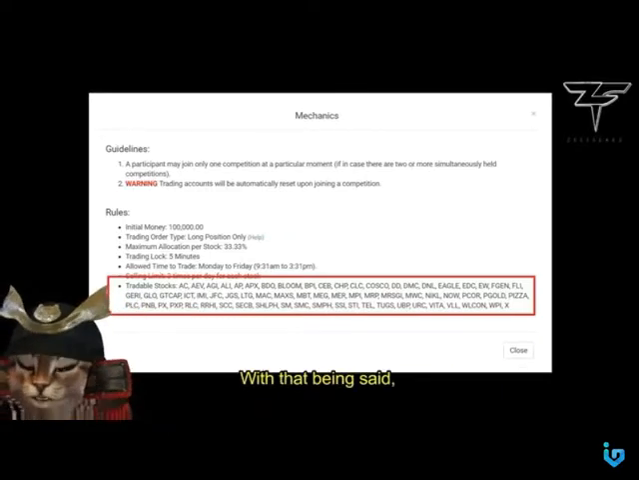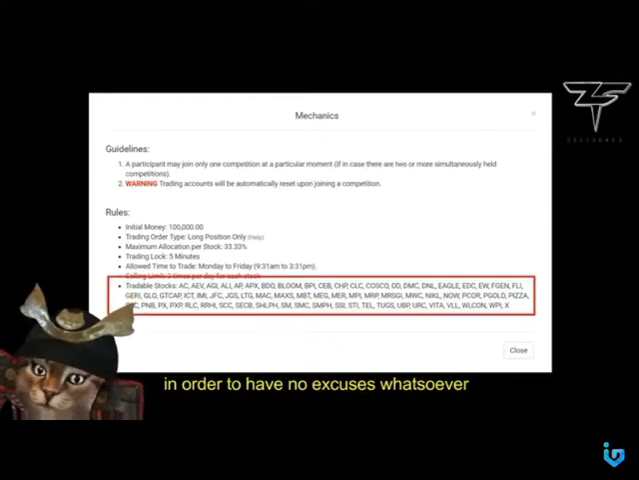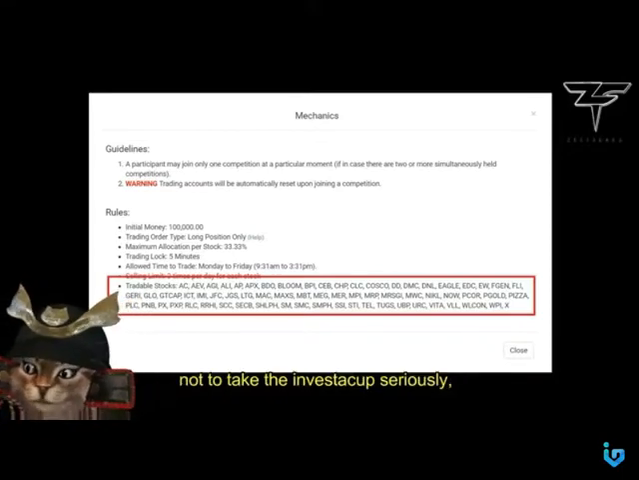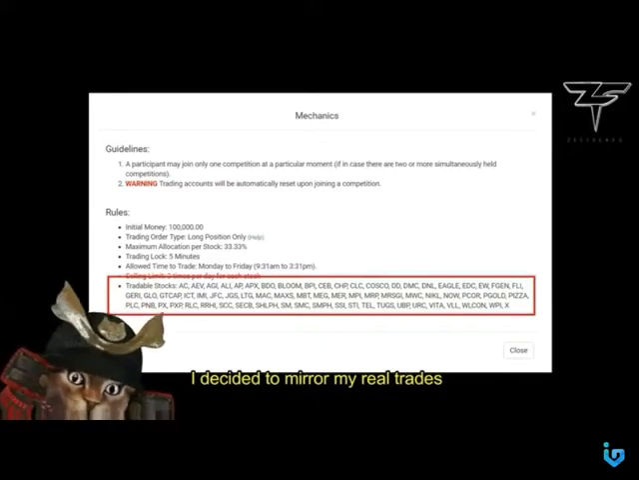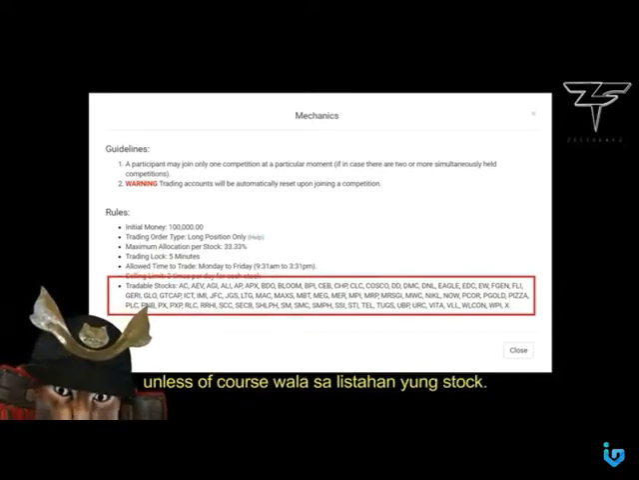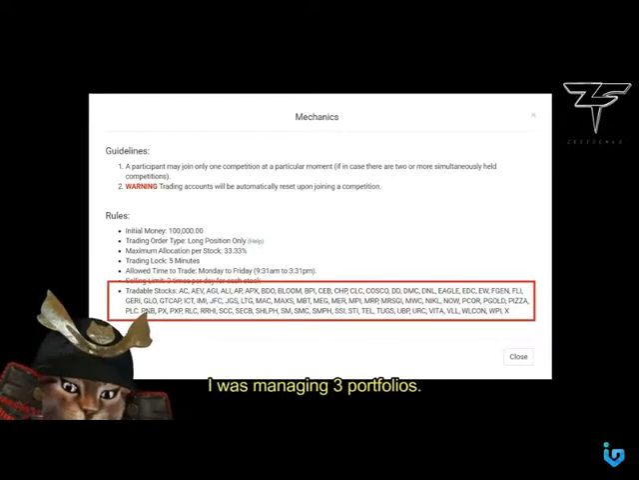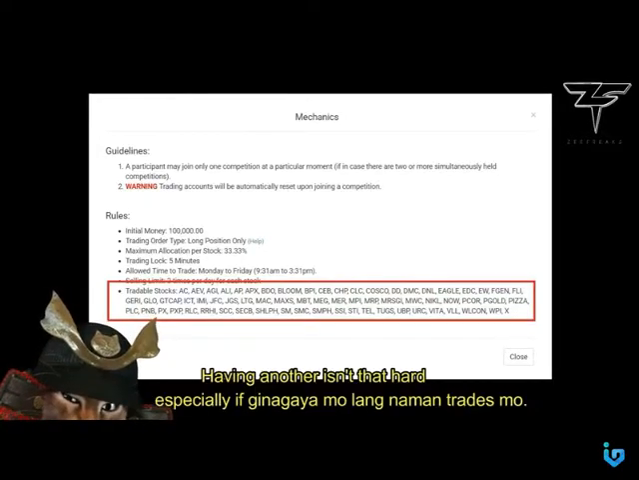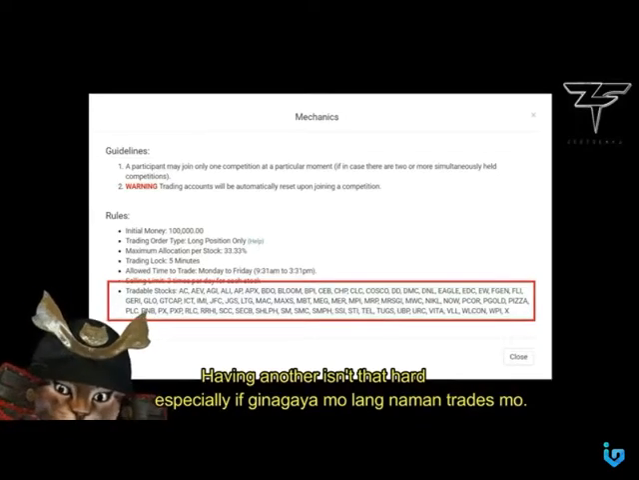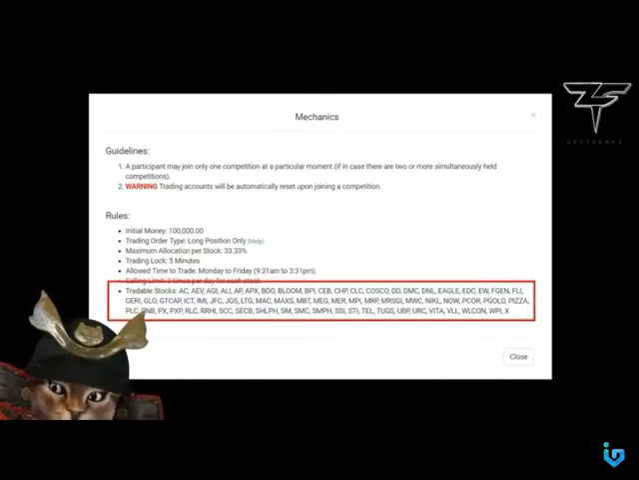With that being said, in order to have no excuses whatsoever not to take the InvestStock seriously, I decided to mirror my real trades. Unless of course wala sa listahan yung stock. And during this time, I was managing 3 portfolios. Having another one isn't that hard, especially if ginagaya mo lang naman yung trades mo.